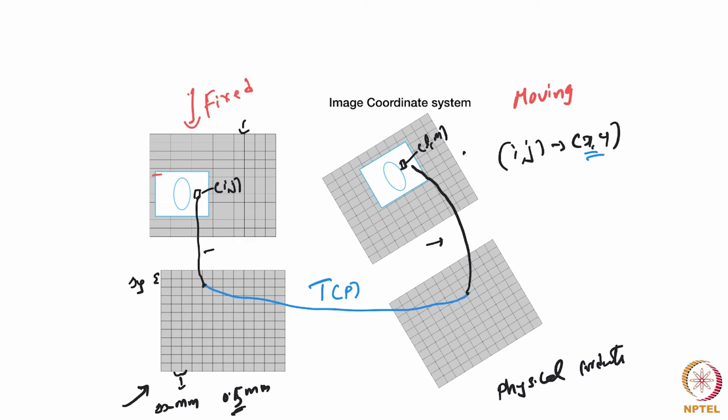So then you have to do interpolation in order to figure out the value of the intensity. If you want to know the intensity value at a particular location that you are mapped into, you have to do interpolation from the original image. Okay, so for that also you need the physical coordinates rather than working with the indices.